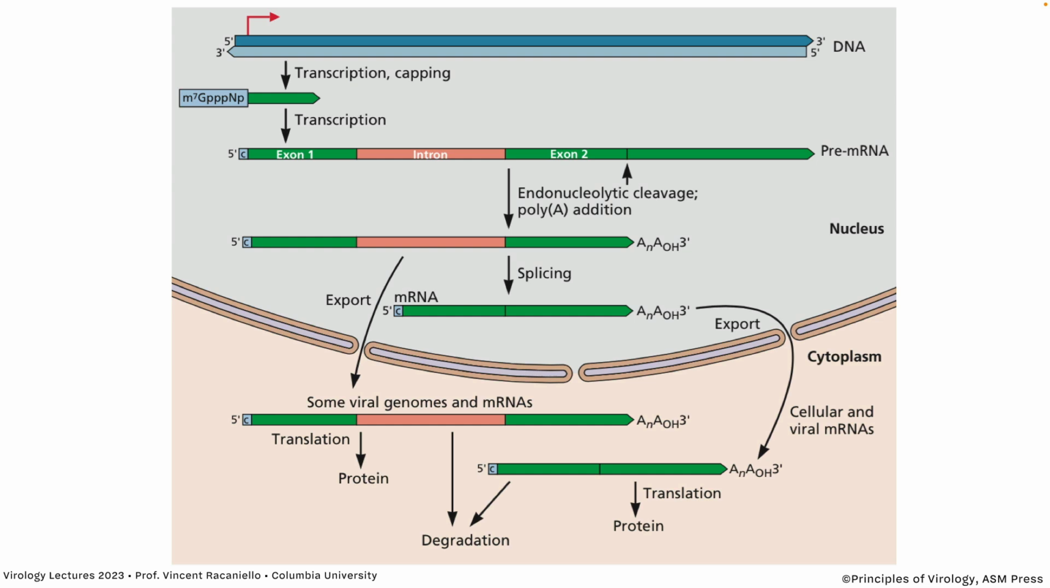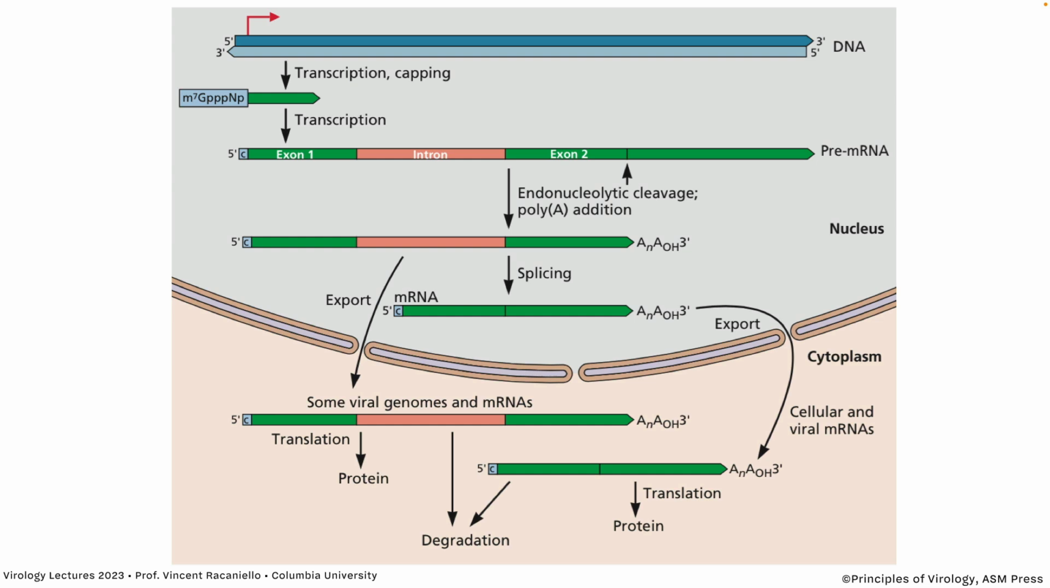So you make, by transcription, a pre-mRNA, a precursor, which in some cases can have introns, sequences that need to be removed by splicing. And those are removed by splicing. We add a poly A to the 3' end. And then only when the mRNA has been spliced and polyadenylated can it get out of the nucleus and go into the cytoplasm, where it can be translated and eventually be degraded. Remember, not all mRNAs last forever. They have half-lives, which vary from minutes to hours to days.